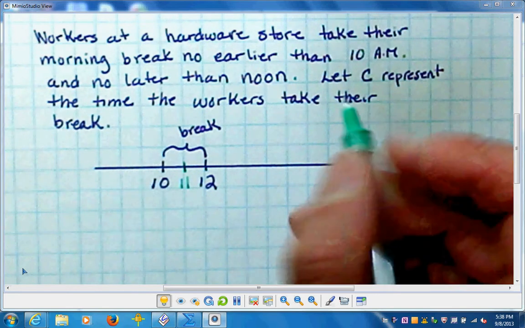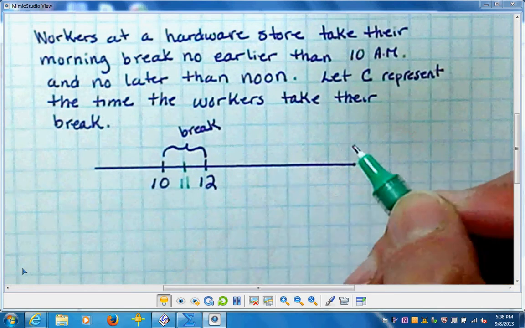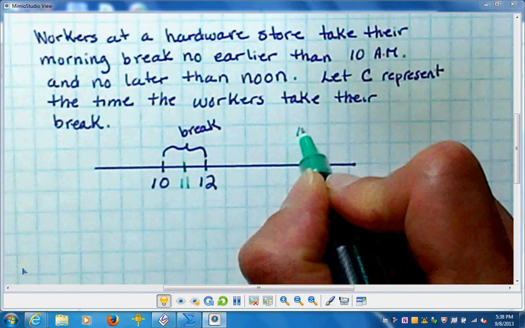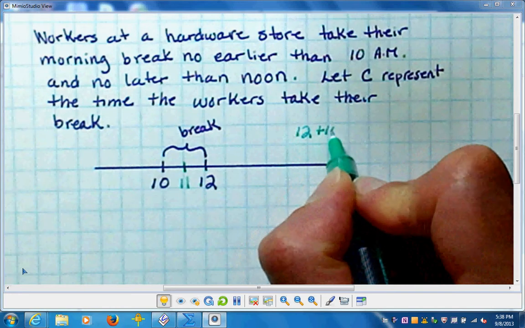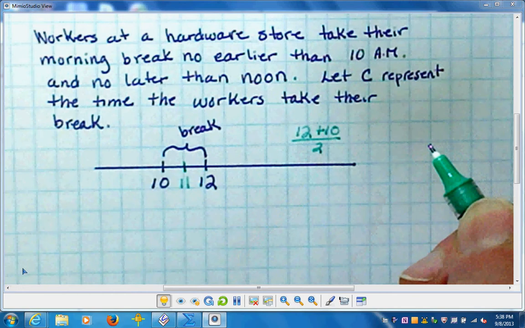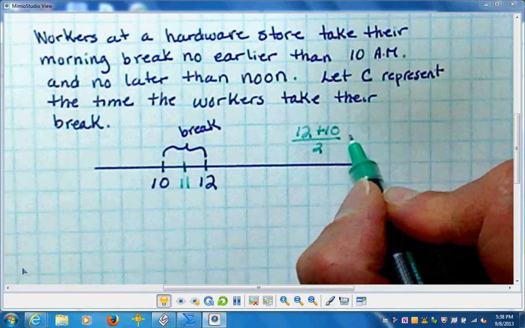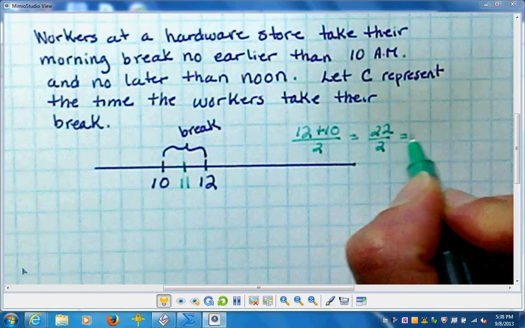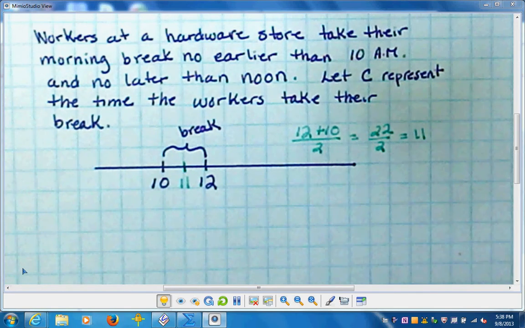But if we didn't know that, and because they were, let's say, numbers that weren't straightforward and obvious, I would do 12 plus 10 divided by 2. And then that would give me 22 divided by 2, which would give me 11. So that's my center point. That's my midpoint. Okay? So remember, absolute value is the distance from center.